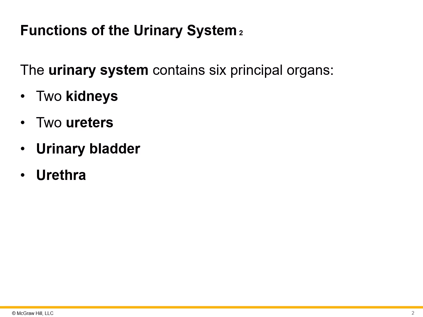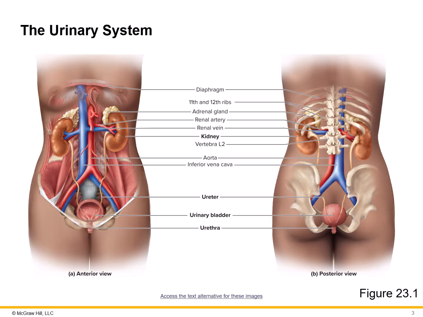So for this system, the composition is fairly simple. We only have six principal organs, six main organs here at play. Two kidneys, so paired kidneys, two ureters, those are the tubes connecting your kidneys down to your bladder. And then from the bladder out, we have the urethra. So here we can see those organs.